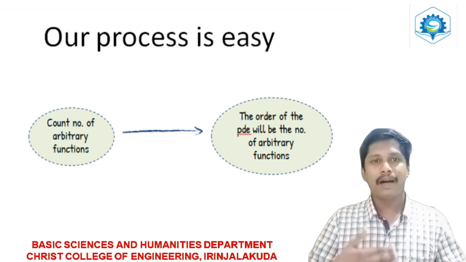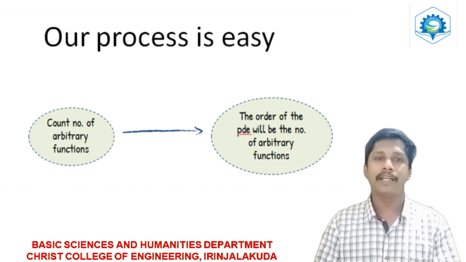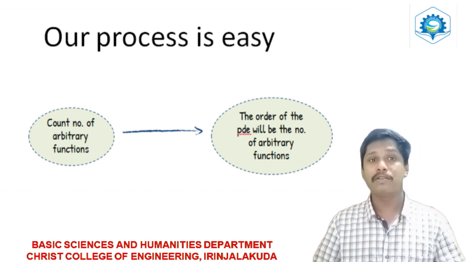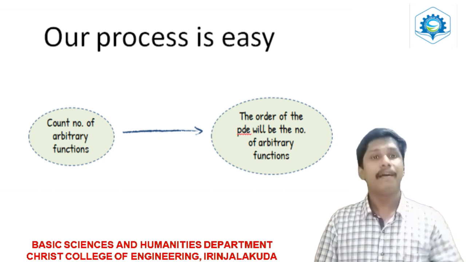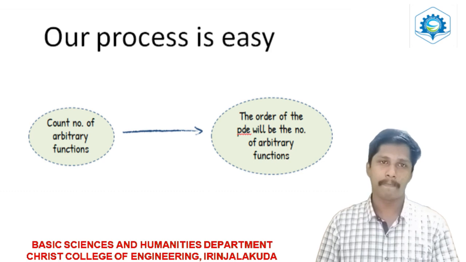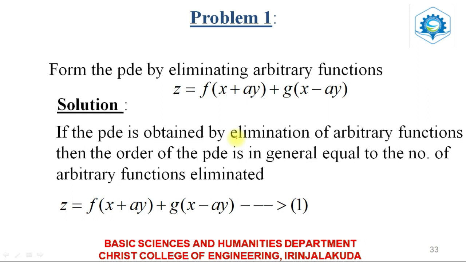One method is to write all the possible derivatives and try to eliminate the arbitrary function from all these equations. The other method is to observe each equation, find only the required partial derivatives and eliminate the function. Both methods are relevant. You may use any of them. Let us consider our first problem. Here is our first problem.